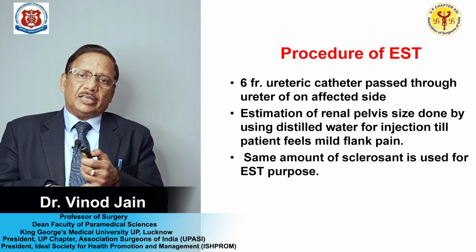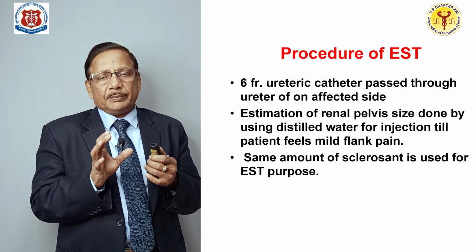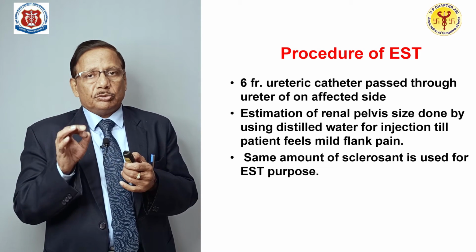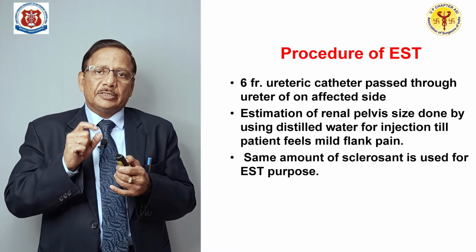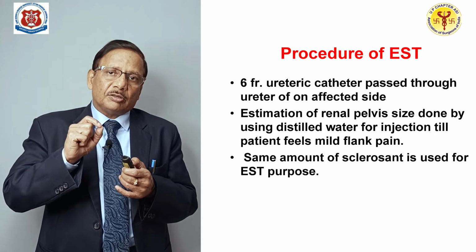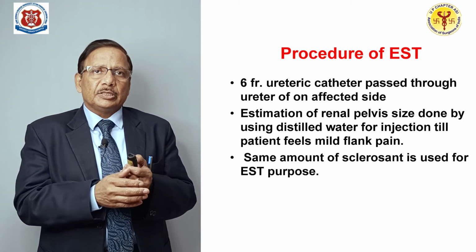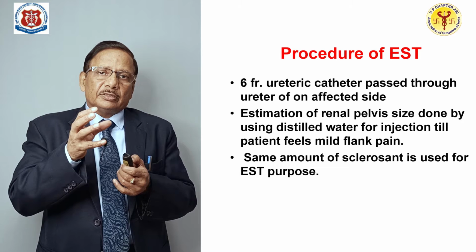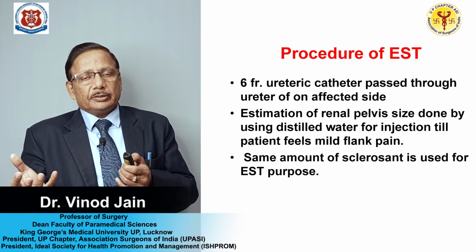You need to understand the basic procedure. You do cystoscopy. I am talking about the adult. You do cystoscopy, and with the 6 French ureteric catheter, you pass this ureteric catheter on the affected side. You have located whether it is right or left or bilateral. Then you estimate the pelvic size. How do you estimate pelvic size?